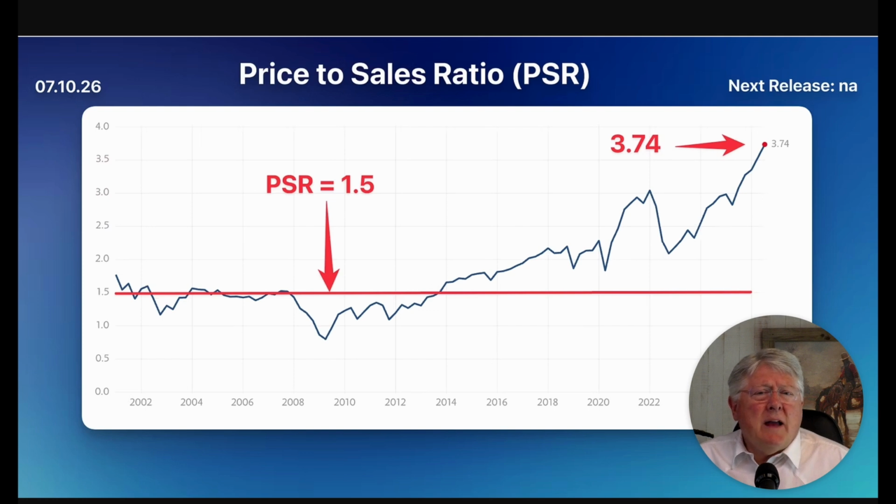The historical average price to sales ratio, or PSR, is around 15. Today, you can see it's at 3.74. The point being, this is the highest price to sales number we've ever seen.